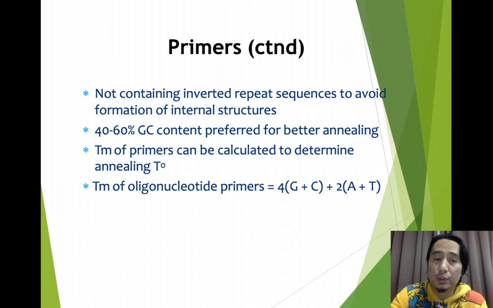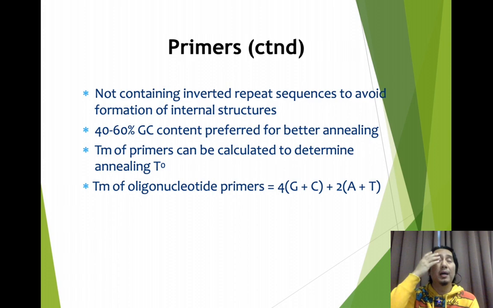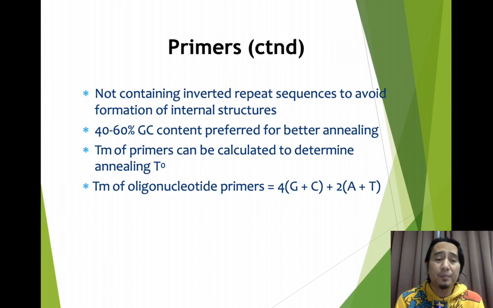There are rules when you want to synthesize or design your oligonucleotide. The GC content should be 40 to 60% for better annealing. Because if your primer has a GC content of more than 60%, the Tm, the melting point of the primer, will become higher. So it's not good for the primer to anneal to the target gene. The Tm of the primer can be calculated to determine the annealing temperature. This is the calculation manually. Yes, you can calculate your melting temperature manually.